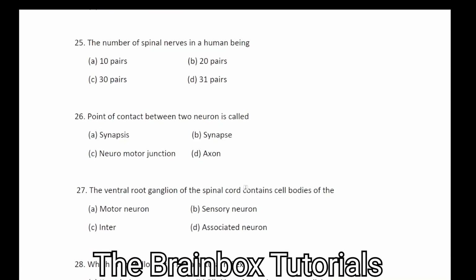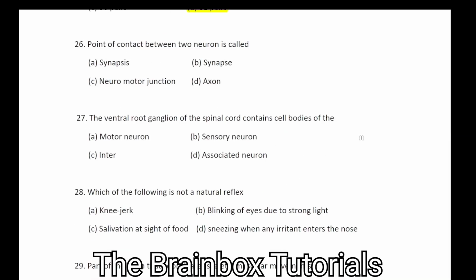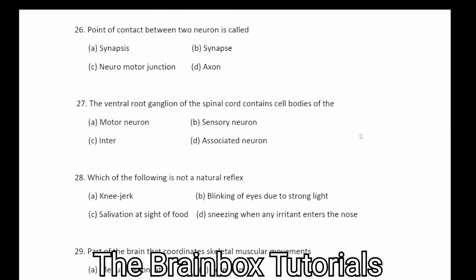Now number 25, the number of spinal nerves in a human being. So the pairs are given, option A 10 pairs, option B 20 pairs, option C 30 pairs, and option D 31 pairs. And the correct option is D 31 pairs. Now number 26, point of contact between two neurons is called A synapsis, B synapse, C neuromotor junction, and option D axon. And the correct option is B synapse.